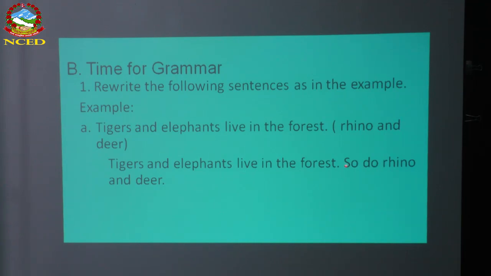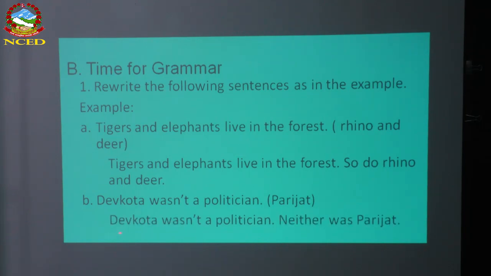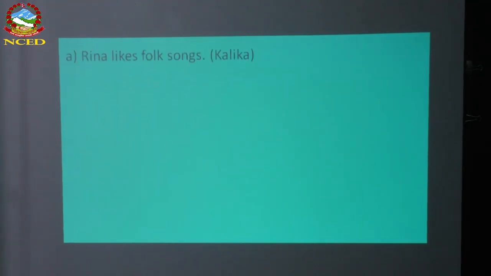So this is positive, that's why so do. Rhino and deer. So plural form, that's why do. So do rhino and deer. Next example, Devkota wasn't a politician, Parijat. So negative form, right? That's why what do we need to use? Same form repeated. Devkota wasn't a politician, neither. Negative form, that's why neither. Auxiliary verb repeated, was Parijat. Right?